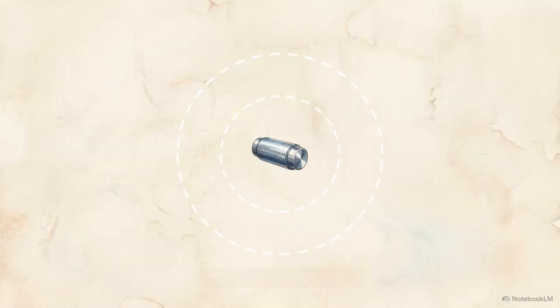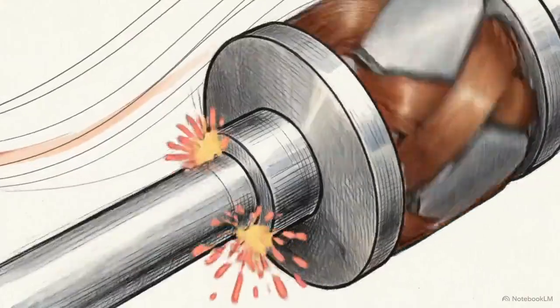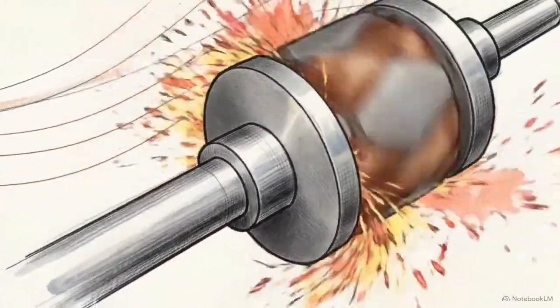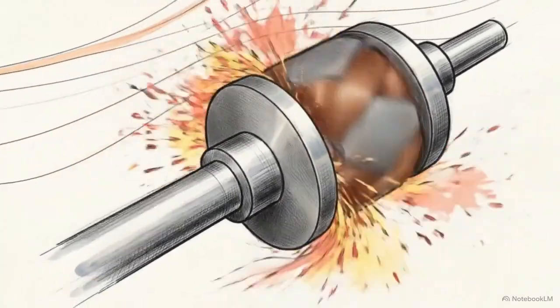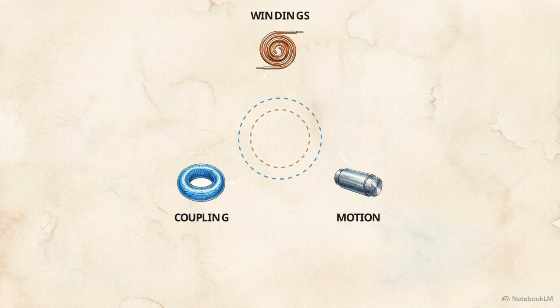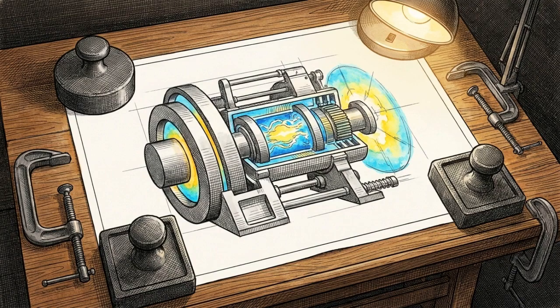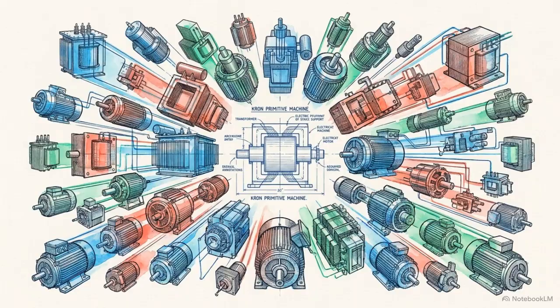The crucial third ingredient is relative motion between those windings. Whether the rotor is locked in place or spinning at thousands of RPMs dictates exactly how that magnetic coupling behaves over time. This theoretical construct, windings, magnetic coupling, and relative motion, is known as the Kron primitive machine. By starting with this single physical template and simply adjusting the constraints on motion, an engineer can construct and predict the behavior of literally any electrical machine ever built.